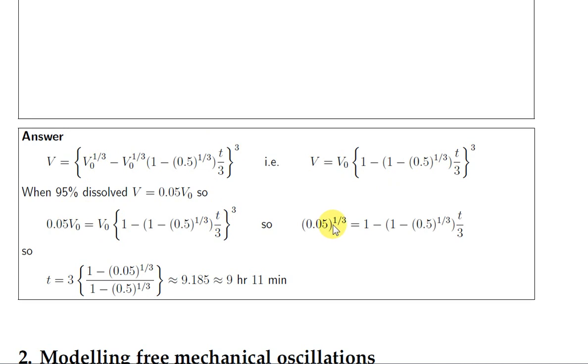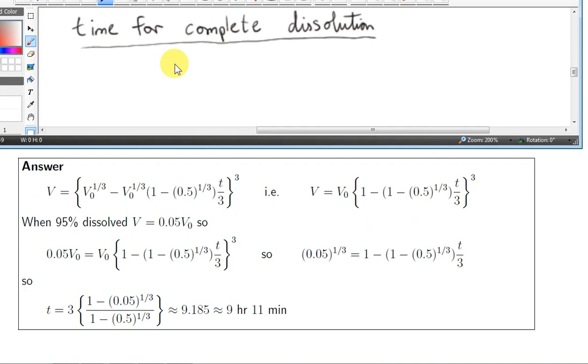So we need to subtract 1 from both sides, so we get 0.05 to the 1/3 minus 1. Then change the sign, so we get 1 minus 0.05 to the 1/3 equals 1 minus 0.5 to the 1/3 times T over 3. Well, it's actually 1 minus 0.5 here, so we will be dividing 1 minus 0.05 to the 1/3 by 1 minus 0.5 to the 1/3, and then that gives us T over 3, so then we multiply by 3 to get T. That works out to 9.15 hours.